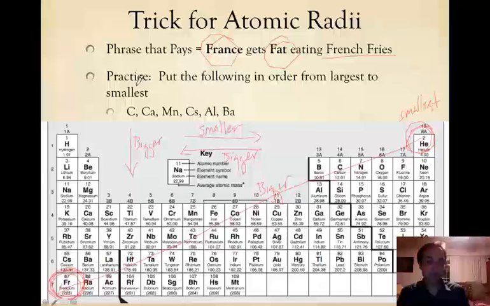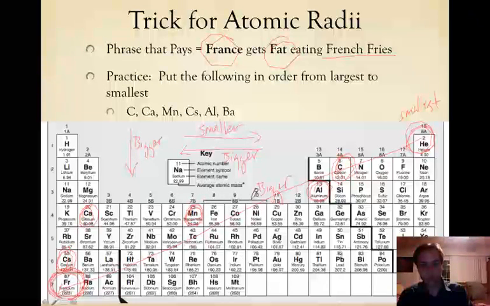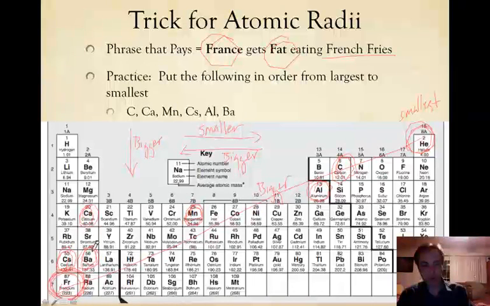Okay, so what I want you to do right now is I want you to take a look using this idea and practice putting elements into the correct order from largest to smallest. So pause the video and see if you can put these in order. Okay, hopefully you pause the video. What I like to do when I do these problems is I circle them on the periodic table. So first element they want me to look at is carbon, and then I got calcium and manganese, cesium, aluminum, and barium, which is all the way down here.